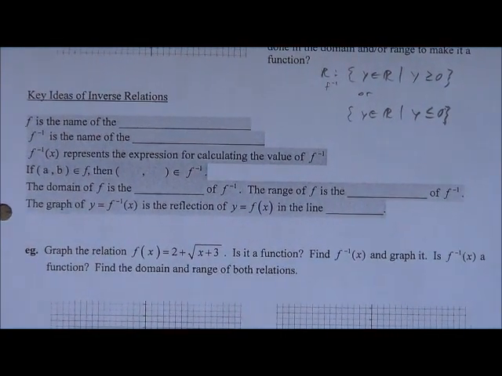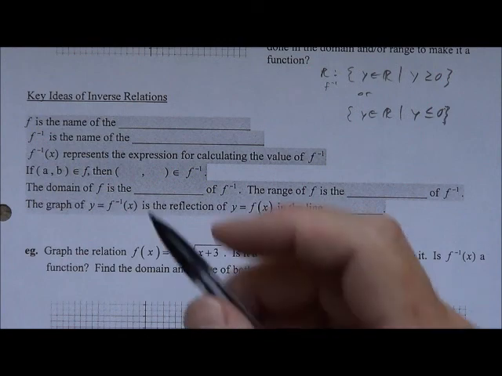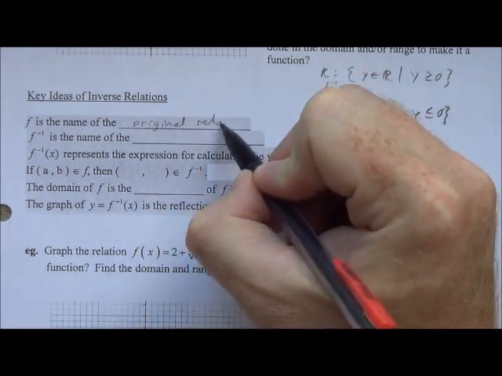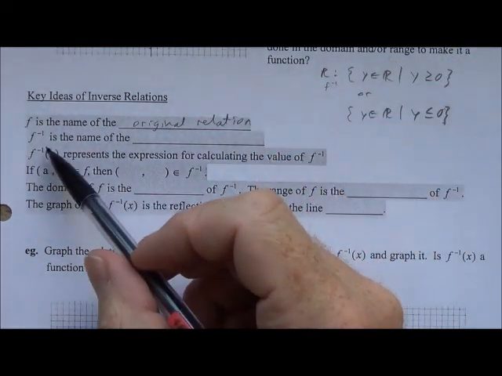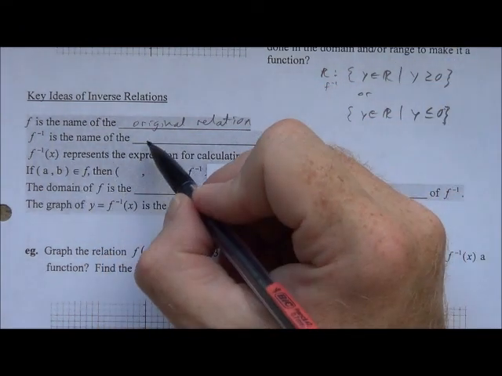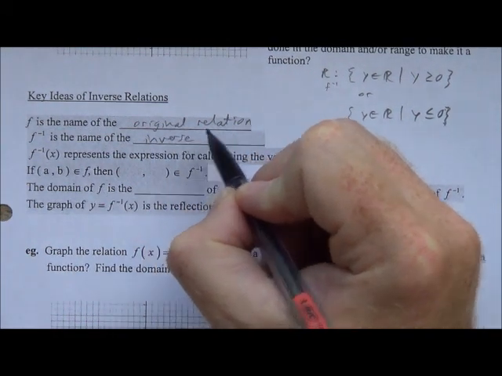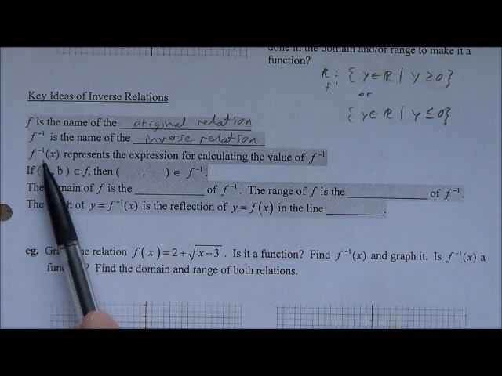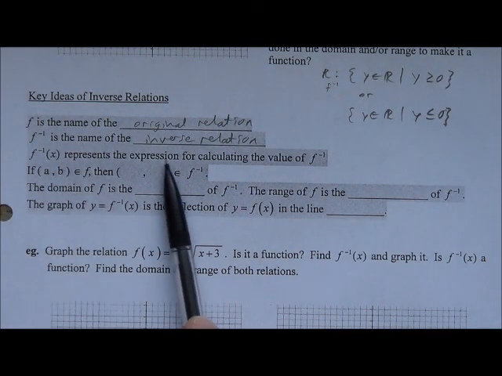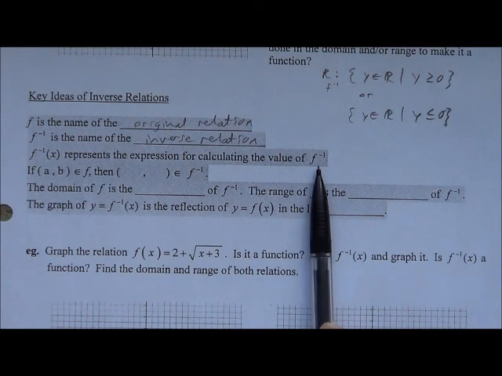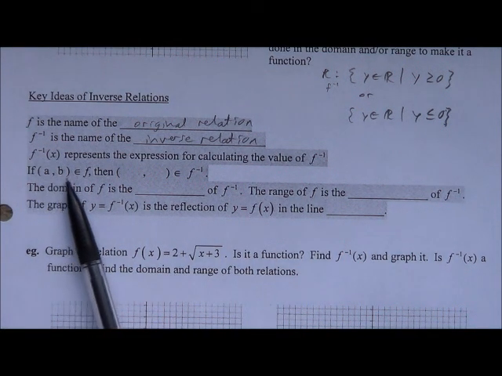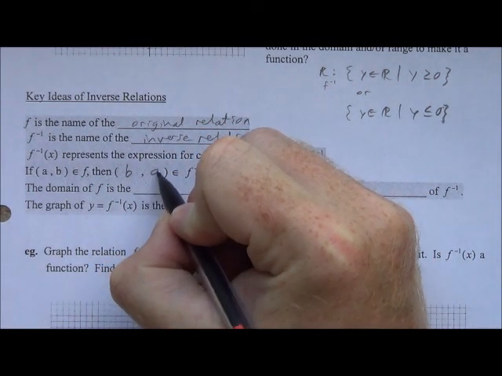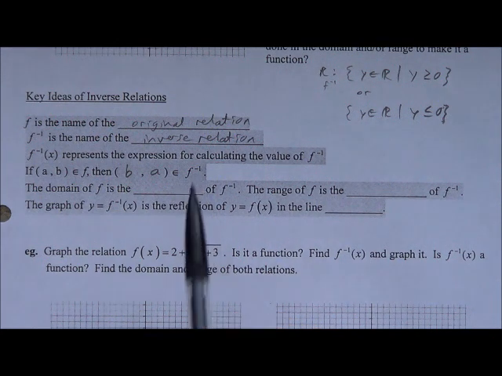So now let's take a look at some of the key ideas of inverse relations. f is the name of the original relation. f inverse is the name of the inverse relation. That makes sense. f inverse of x represents the expression for calculating the value of f inverse. If (a, b) is an element of the original function, then (b, a) is an element of the inverse relation.